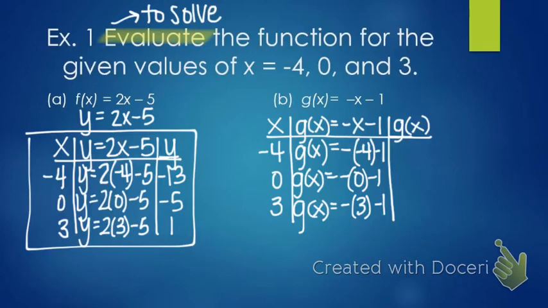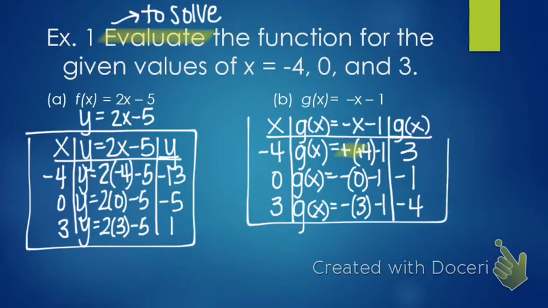Now what do you notice right off the bat here in this first function? Double negatives. And double negatives have to be changed to what? Both positive. So now we have 4 minus 1, which is what? 3. Do we have a negative 0? Is there such a thing? So 0 minus 1 is negative 1. And the opposite of 3 is negative 3 minus 1, which is what? Negative 4. So again, keeping the g of x, keeping the function notation, did not change how we did the problem. Any questions so far?